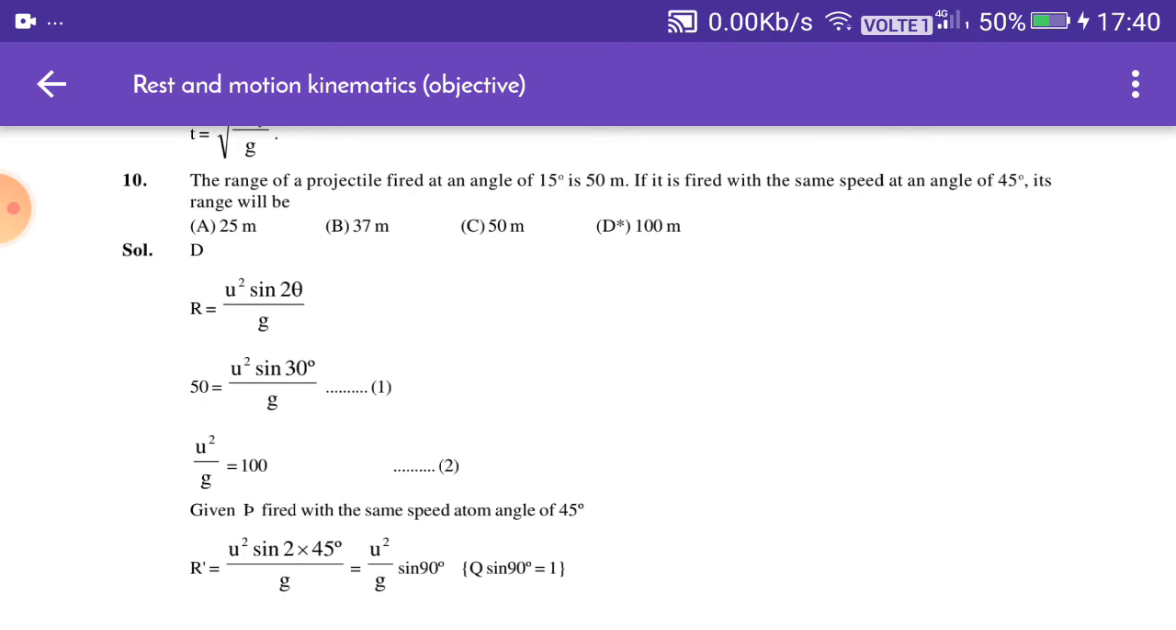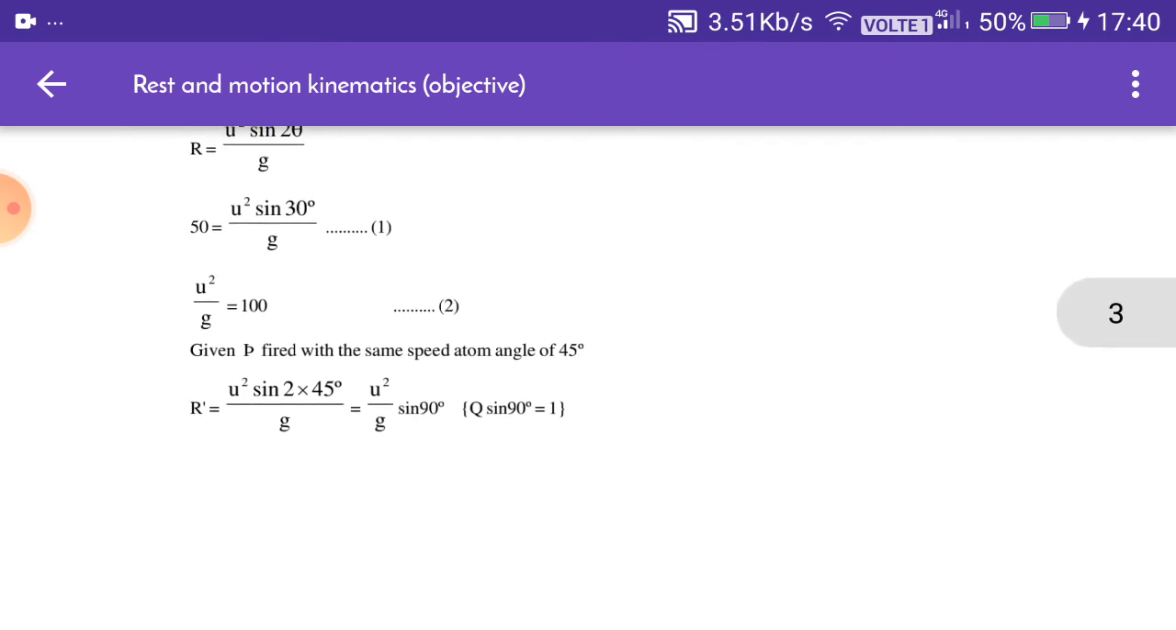Actually here in this step, he is trying to do this with 15 degrees. With 15 degrees you have to find velocity, because if you know velocity, then you can find the range of the second projectile at an angle of 45. To find the second, pehle aapko u square find karna padega, u square by g. So your answer will be what? u square by g will be 100.